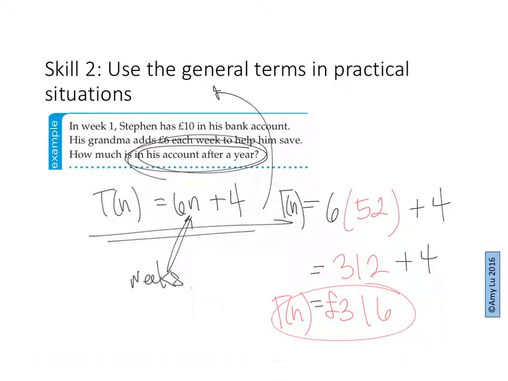So if you complete the problem and you replace that position, that n, with the 52, because that represents how many weeks in a year, you should have 316 pounds after 1 year. That's it.